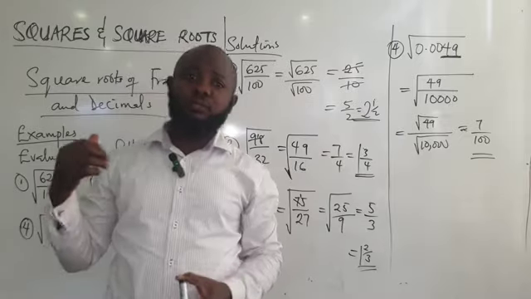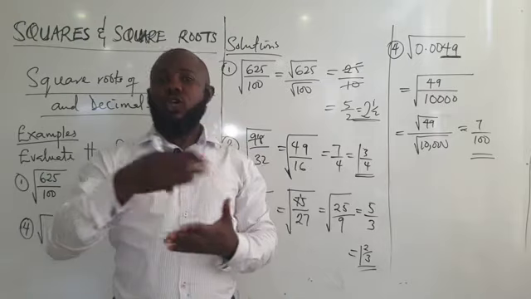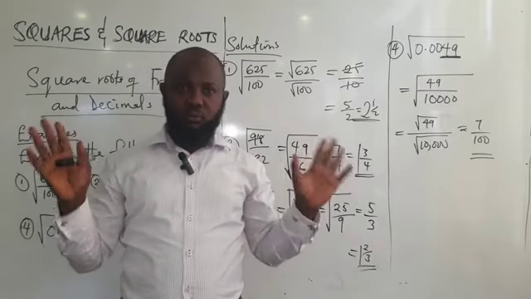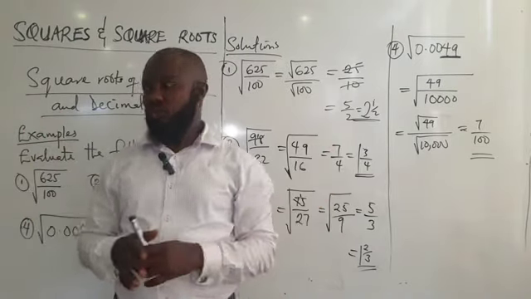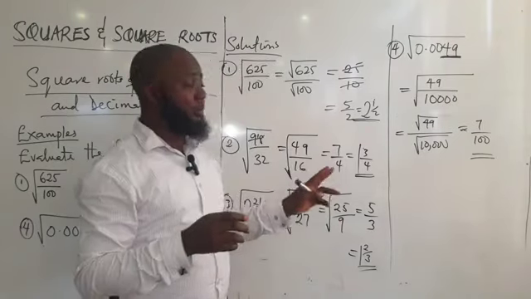You notice something in this video: I don't dwell much on squares, because for squares you just multiply the number by itself. Simple, you know the square, that's all. So it is square roots I dwell on. And this is where we're going to stop in this video.